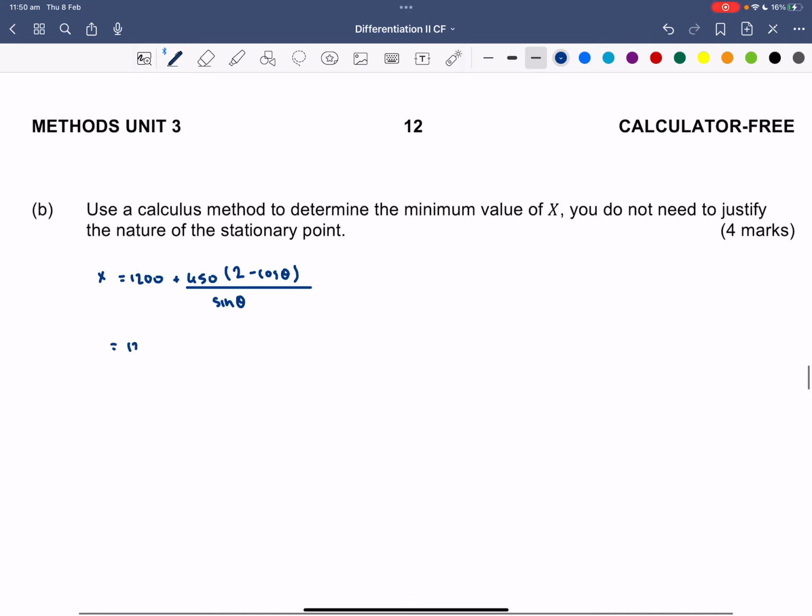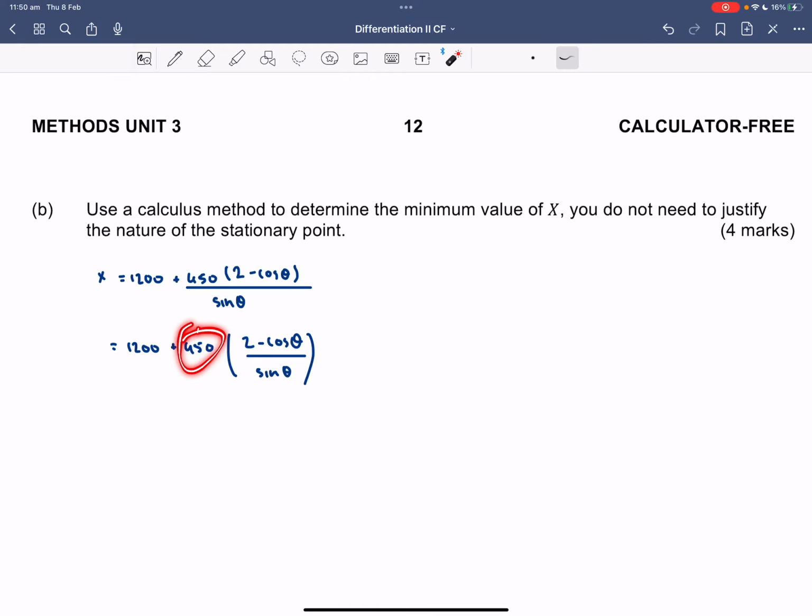Alright, I'll just rewrite this a bit differently to allow me to differentiate it. So I'm going to write 450 because that's a constant, and I'll just leave it as this. It's always best to leave constants out the front if you can when you want to differentiate. The reason why it's best is if you ever have y equals k times by a function and you want to differentiate it, you can just leave the constant at the front and then differentiate the function. It just lets the numbers stay small. So in this particular case, I have to differentiate this.